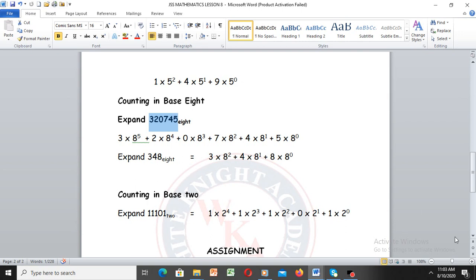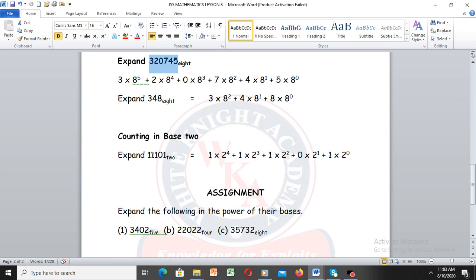Then counting in base 2. 11101 base 2. This means 1 times 2 raised to power 4 plus 1 times 2 raised to power 3 plus 1 times 2 raised to power 2 plus 0 times 2 raised to power 1 plus 1 times 2 raised to power 0.